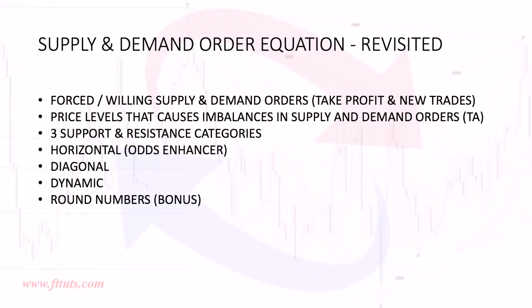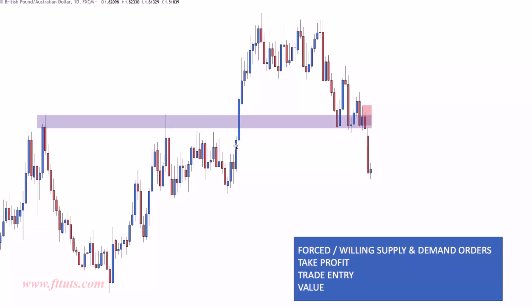So let's get into an example of a horizontal support and resistance, and you should know this, but we're going to go over the supply and demand equation and forced and willing supply. So if we look at this level here, right, we've got a level of resistance. In fact, let me just bring up my pen. So we've got a level of resistance here, and we've got some confirming support price action right there.